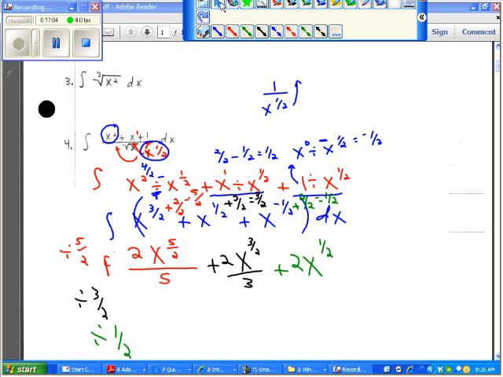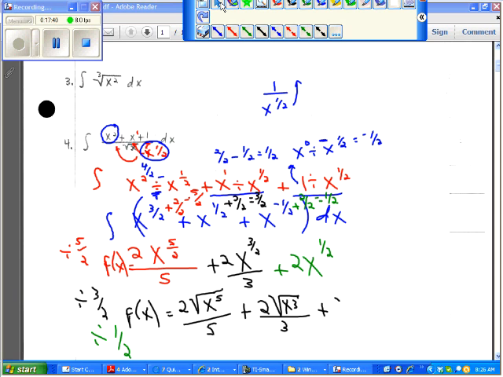Now, we're taking the integral, so we're going from the derivative back to the original function, right? So if we write this as radicals, we're going to have f of x was 2 square roots of x to the 5th over 5 plus 2 square roots of x to the 3rd over 3 plus 2 square roots of x. So that would be the original function.